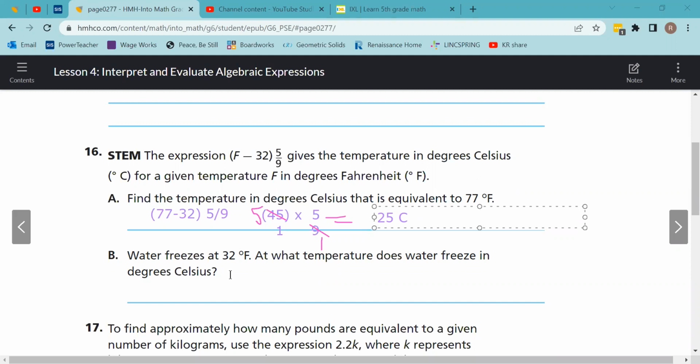Water freezes at 32 degrees Fahrenheit. At what temperature does water freeze in degrees Celsius? If you were listening a bit earlier, maybe you would recall it is 0 degrees Celsius, and we can totally plug it in if we want. So we get 32 minus 32, 5/9 of that. Well, 32 minus 32 is 0. So you have 0 times a fraction. Anything times 0 is 0. And there you have it.